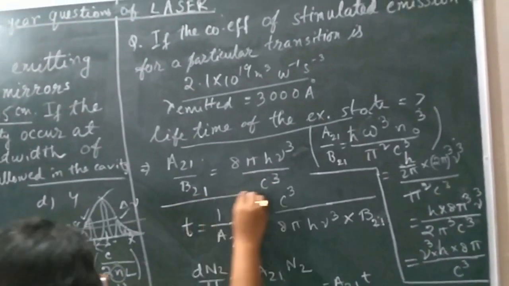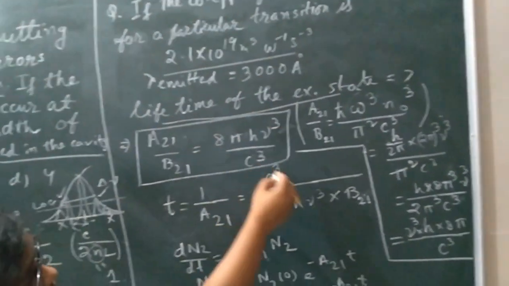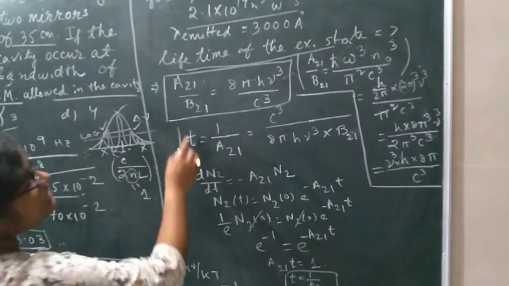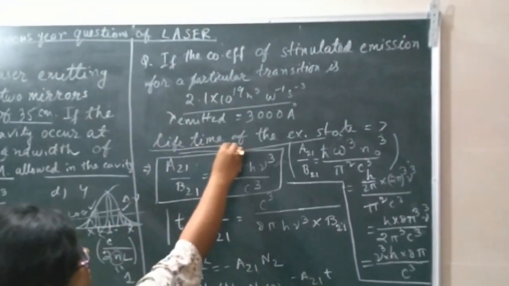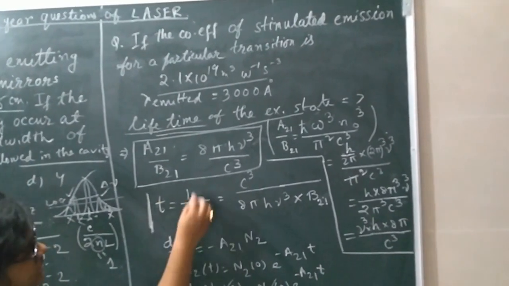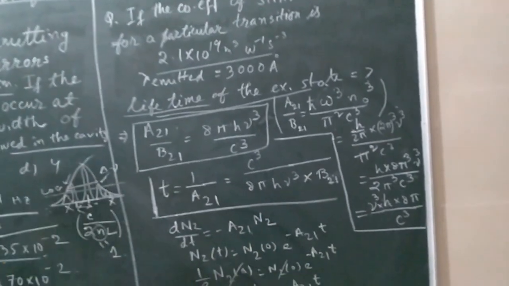Okay, so this relation you have to remember, either in terms of nu or in terms of omega, angular frequency. Now T, the lifetime — you have asked the question about the lifetime of the excited state. So the lifetime of the excited state T is 1 by A21, that is, 1 by the Einstein A coefficient. How do you get this?